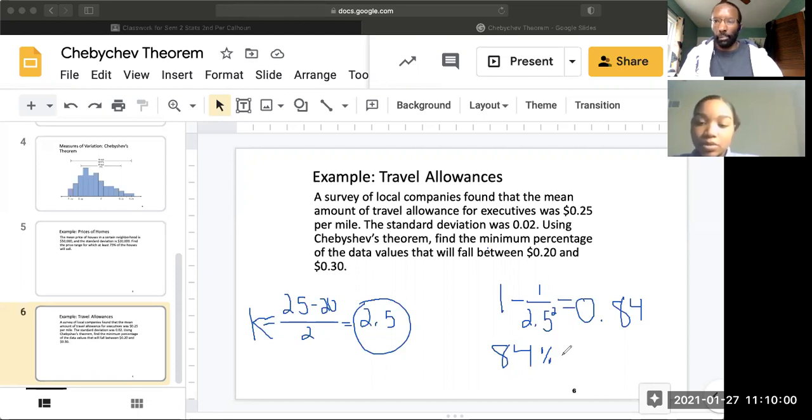So when it's this type of problem, to find the difference, you would always do the mean subtracted by the minimum value. Technically you can use the maximum value too, it really wouldn't matter. And then divide by the standard deviations. And that'll let you know the number of standard deviations. Because in order to do Chebyshev, you have to know how many standard deviations away the data is.